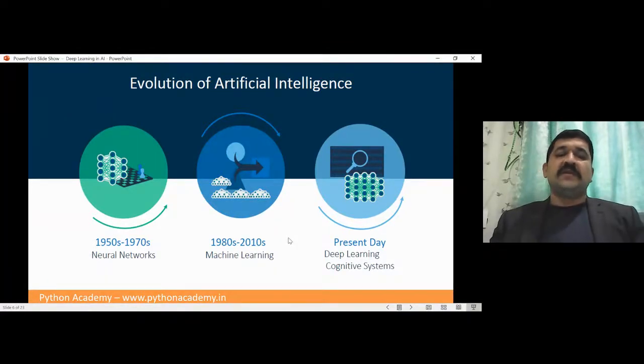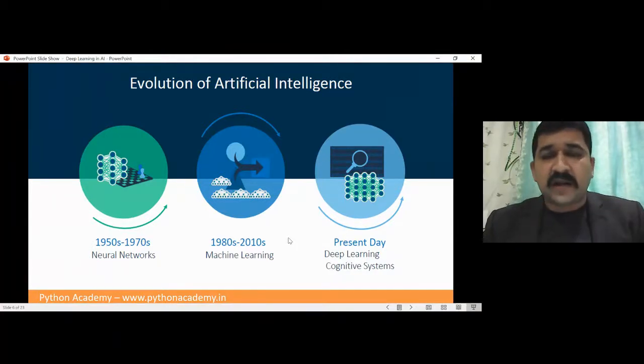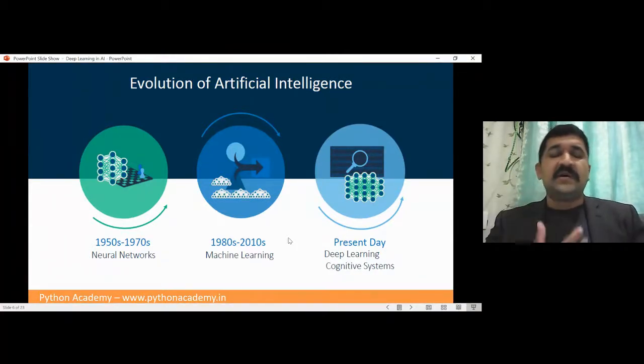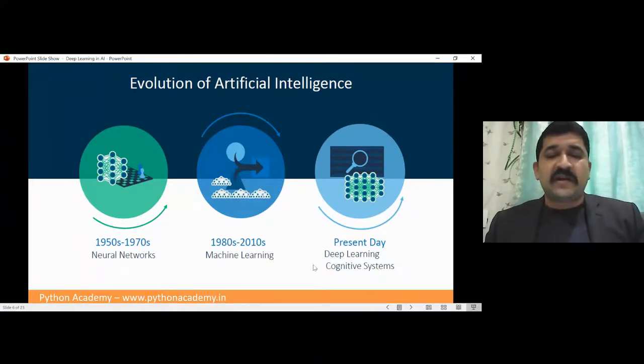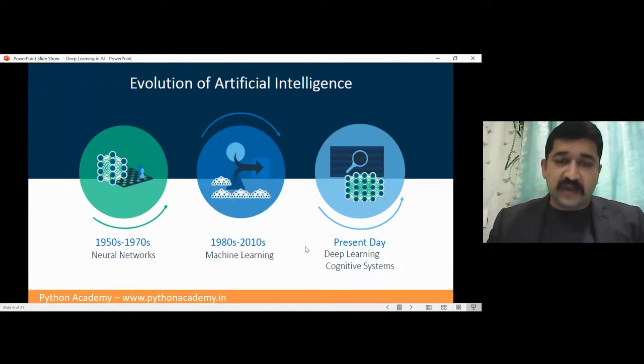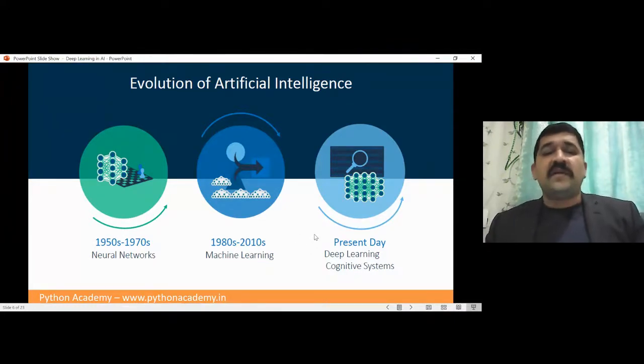Once they had some output, in between there was a lag period, because many people were not easily able to understand that model or change its weights, and then comes the era of back propagation. When back propagation started, it was nearly 1980 to 2010, when machine learning algorithms were in boom. They started growing rapidly, and the present era has come with deep learning cognitive systems, which are very highly GPU or CPU consuming, but yes, they provide very excellent results also.